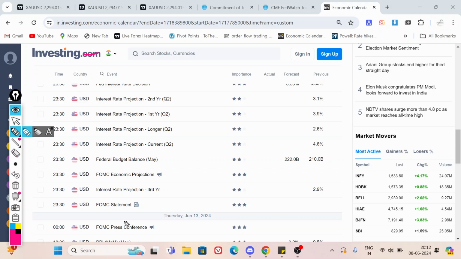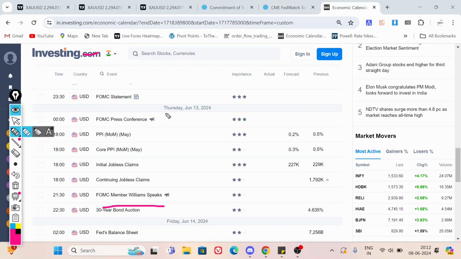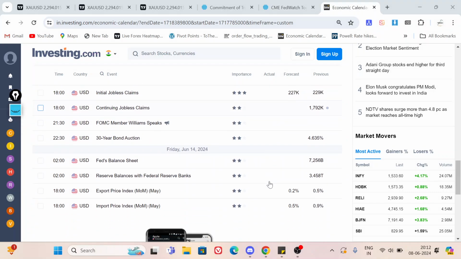Then the FOMC statement on the same day, that is on Wednesday. Then the FOMC press conference, also on Wednesday. Then on Thursday we have PPI data, and then on Thursday, initial jobless claims. So there is a lot of data that we have to watch for next week. We are going to discuss more about the levels and the important zones.